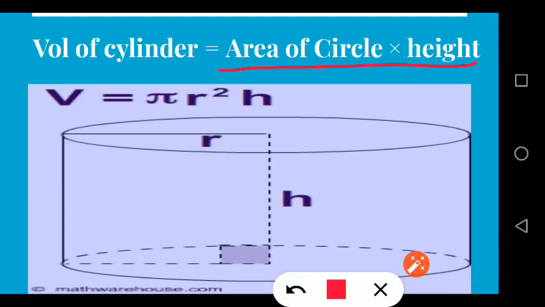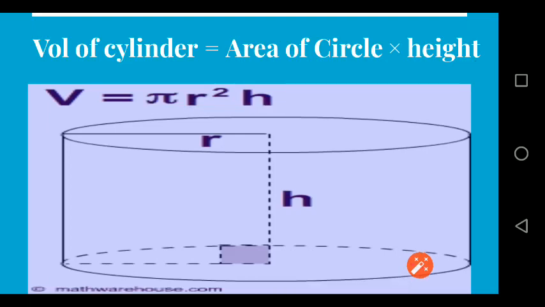And what is the formula for the area of a circle? Pi r square, where r is the radius of the circle. So the volume becomes pi r square h. Did you get it? How did we find the area of circle into height as the volume of a cylinder? It is easy to remember the formula also, because we already remember the formula for the area of a circle. Okay, now let's solve some questions based on it.